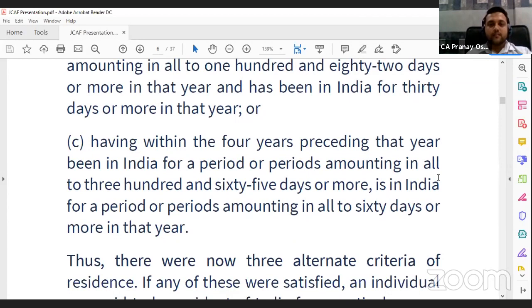Thus, as we have seen, there were initially four tests for residency, and now, as mentioned earlier, the discretion of the income tax officer has been removed.